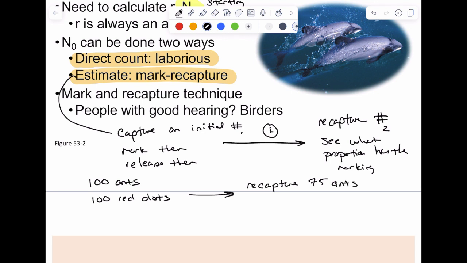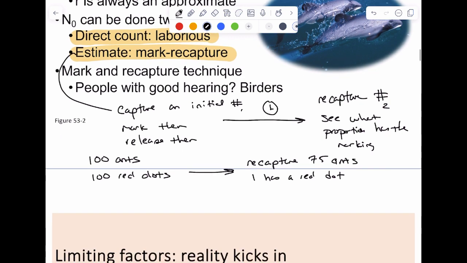And of those 75, one has a red dot. What I can do is make a guesstimate. Here's the guesstimate. I had 100 that I marked initially out of an unknown total. So this was my initial mark with an unknown total.